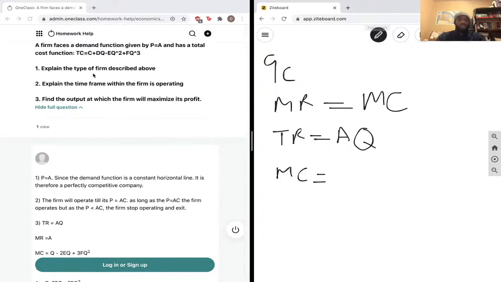So C goes away. It becomes, I'm sorry, no it doesn't. It becomes D plus 2EQ plus 3FQ squared.